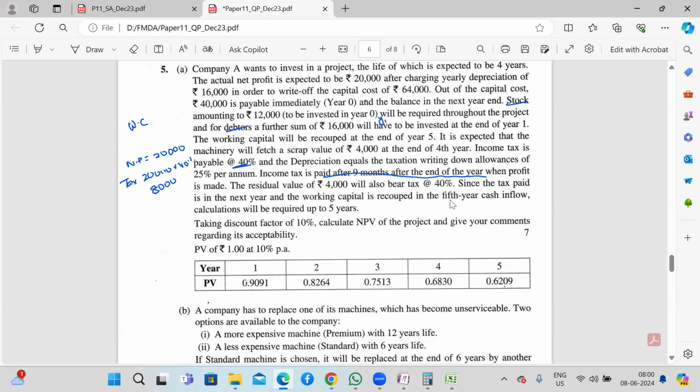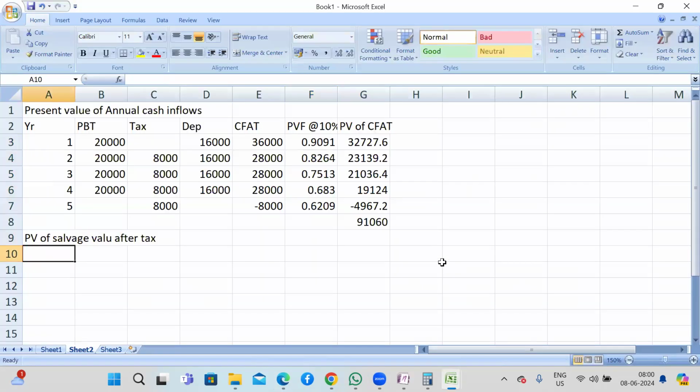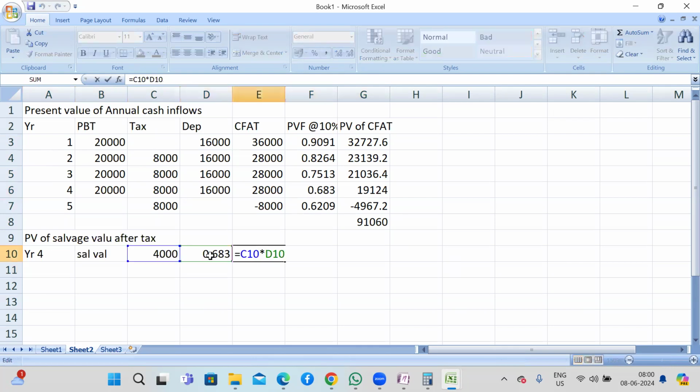So this will be required in year fourth, right? I'm going to dispose of the machinery in year fourth, so I will be getting 4,000. So salvage value will be realized in year four. On this amount, I want to calculate the present value. For the fourth year, the present value factor is 0.683. Now I multiply this, so I will be getting 2732.